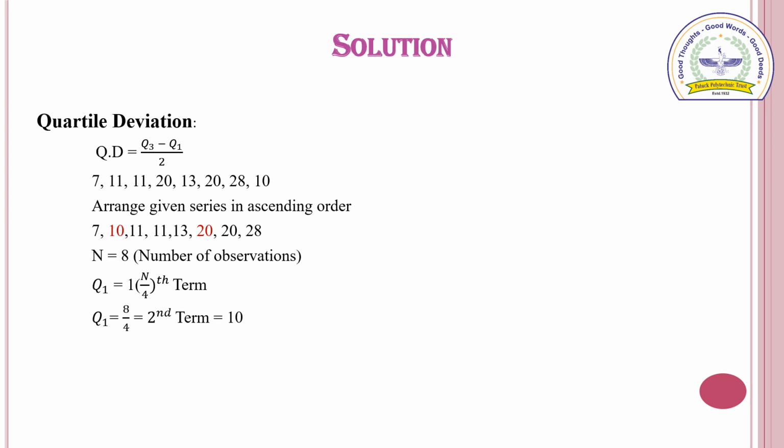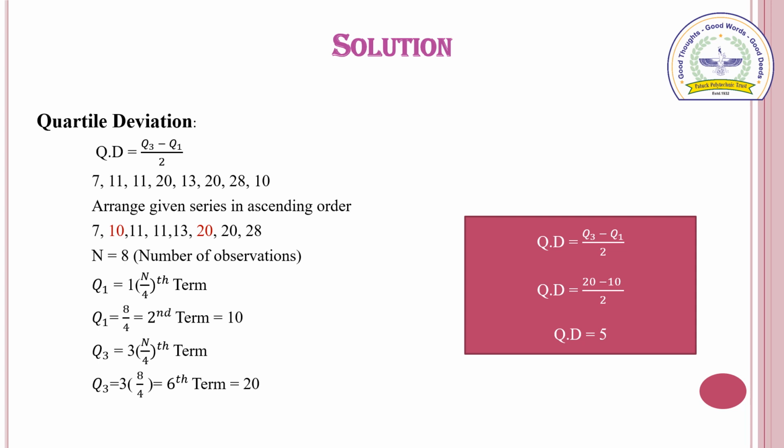And Q3 equals 3 into n by 4th term. So 3 into n by 4th means sixth term. The sixth term in the arranged sequence is 20. So therefore Q3 minus Q1 divided by 2 equals 20 minus 10 upon 2. So 20 minus 10 equals 10, and 10 upon 2 equals 5. So quartile deviation is 5.